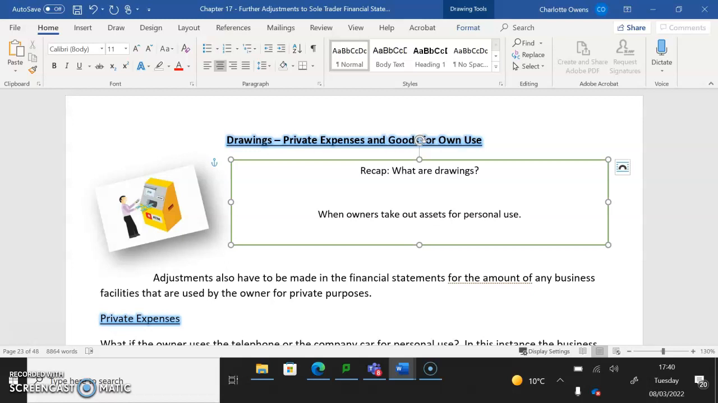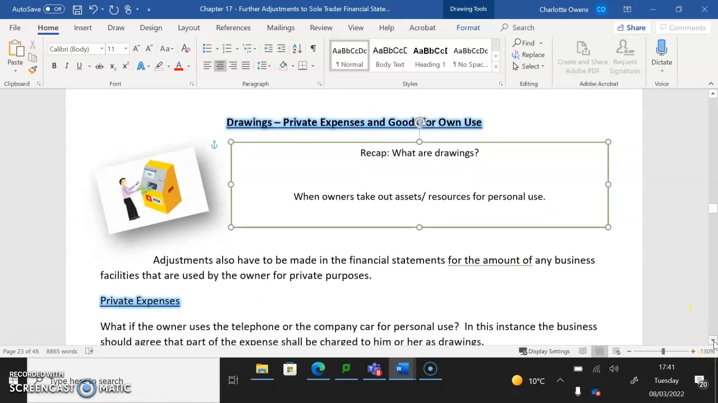So it could be any sort of assets, okay, let's make that slightly broader, any sort of resources for personal use. Now this is related to the business entity concept, because by accounting for drawings what we're making sure is that the business's transactions are kept separate to those personal transactions of the owner.